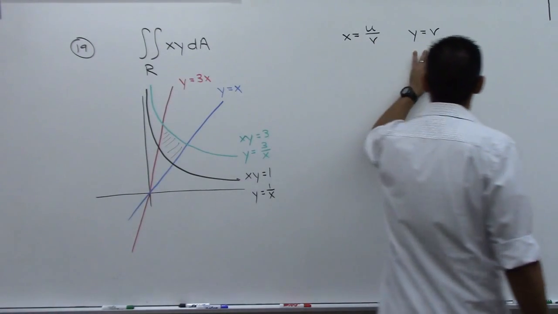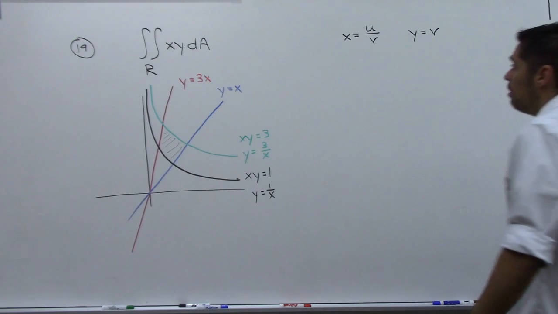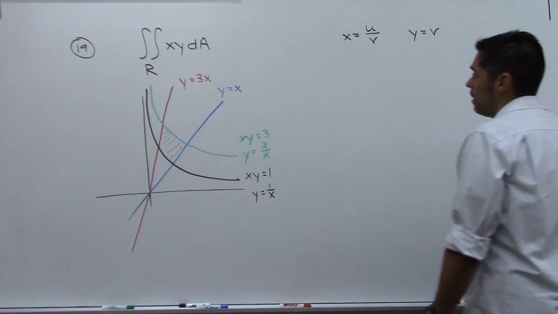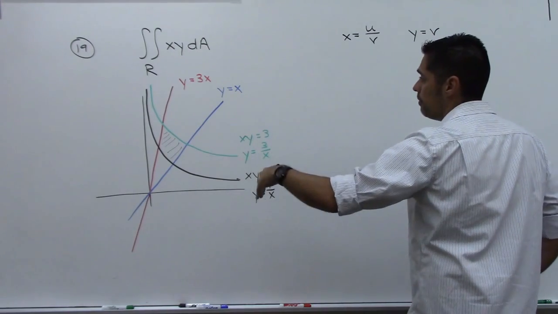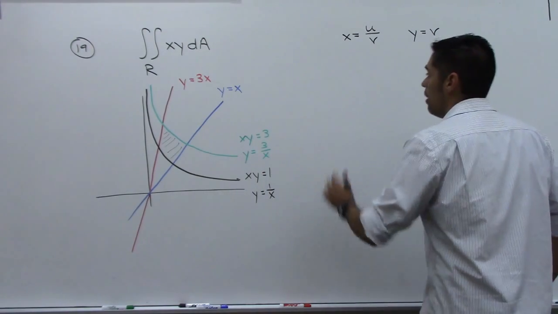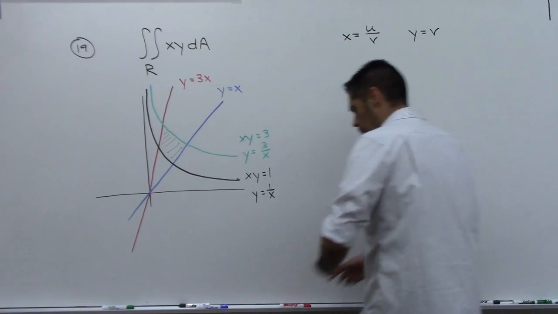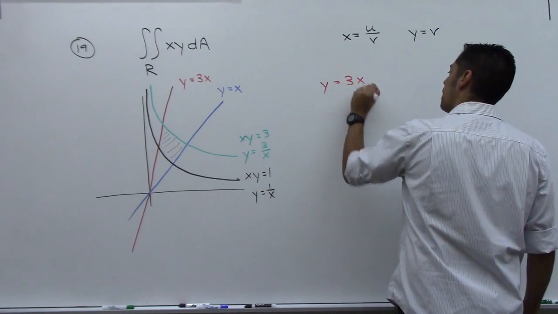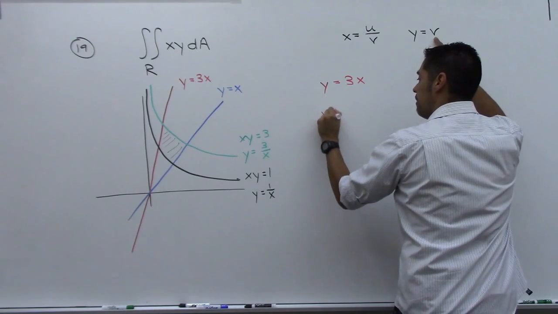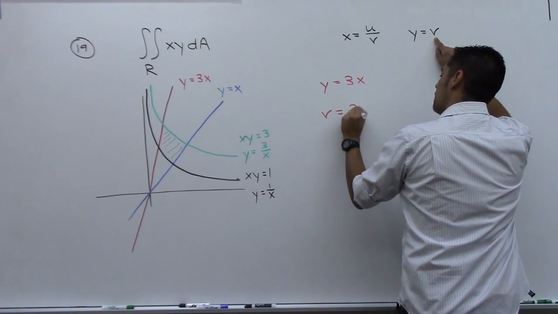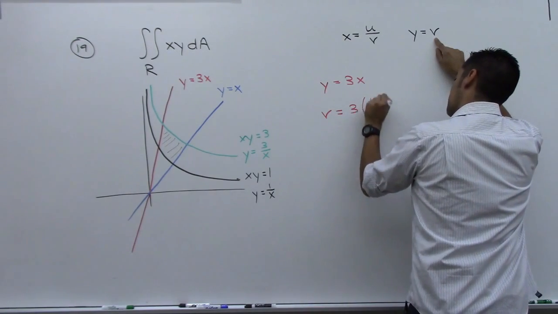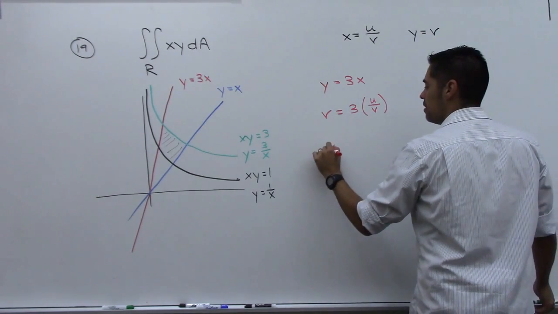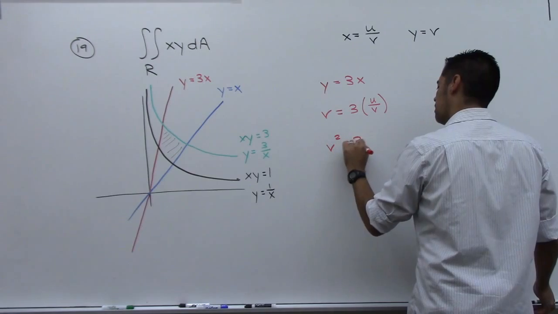Here's the transformation which they give us again. And so I'm going to try and do this transformation. I'm going to take each one of these and see what they turn into. So let's start with y equals 3x. Let's see where that goes. Y equals 3x. So y is actually v, and 3x will be 3 times u over v, like that. And then I multiply both sides. We get v squared equals 3u.